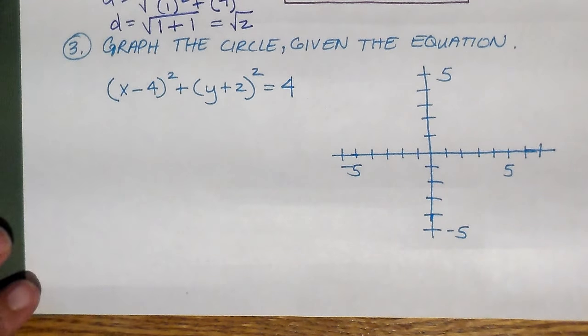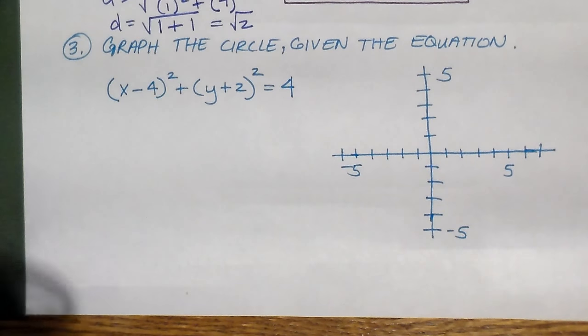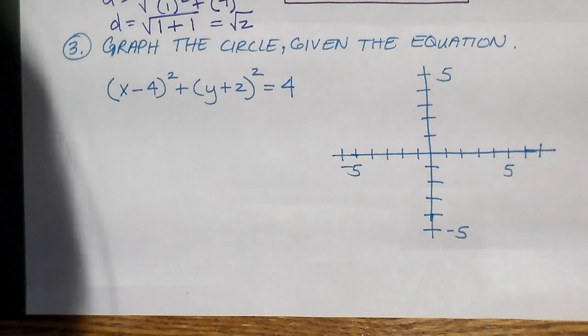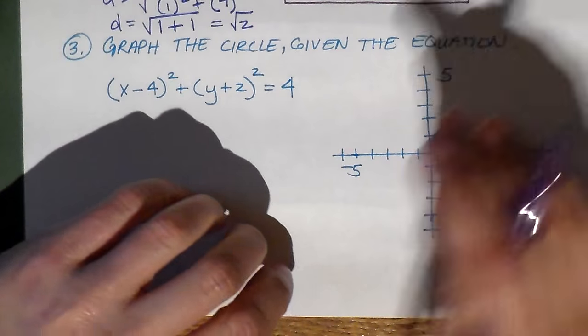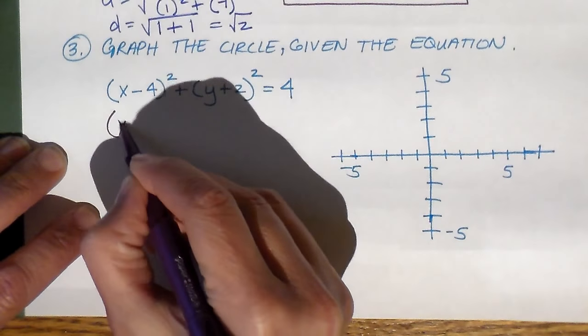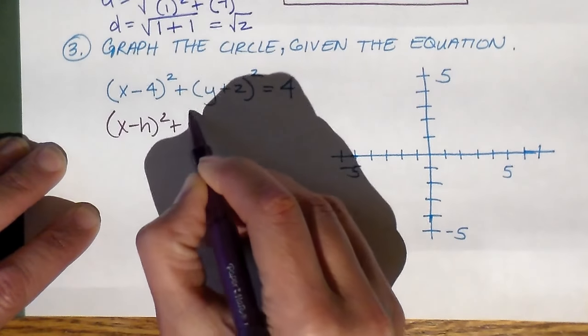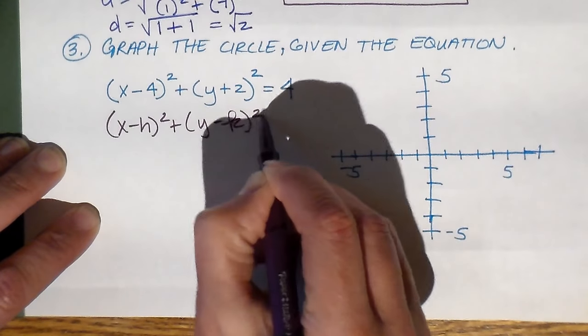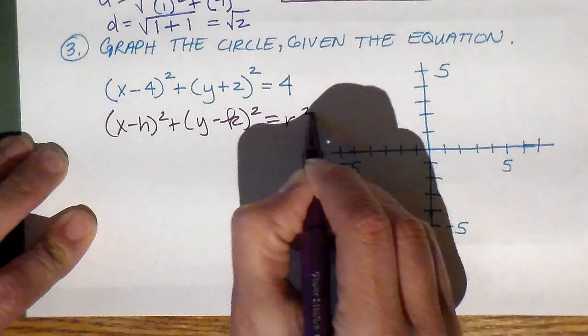This one's actually very simple, not because I'm a math teacher and I know everything. Well, I know most things. But anyway, all right, here's the equation. What do you know is the equation of a circle? You know the circle is x minus h squared plus y minus k squared equals radius squared, right?